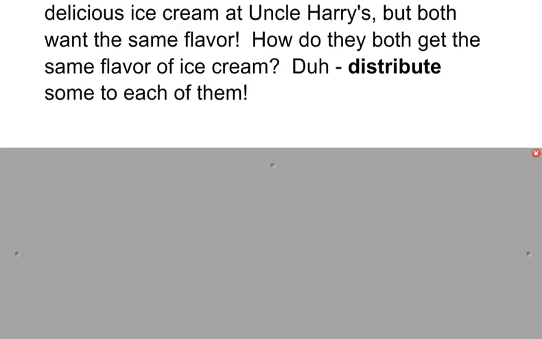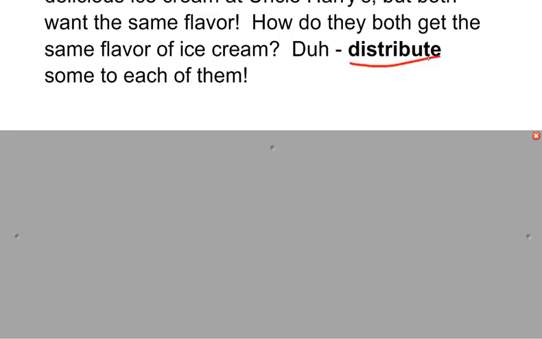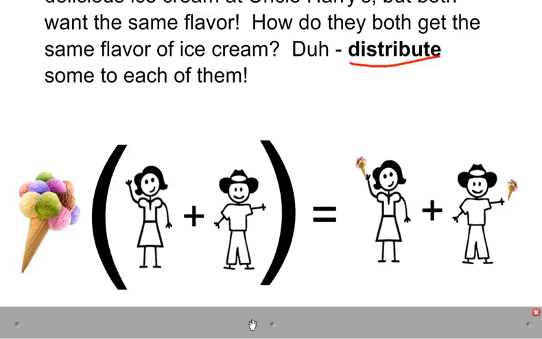Well, duh, distribute some to each of them. All right, that's where that word distribute comes in. So here's my visual. You got your ice cream at Uncle Harry's. You got Katie, and you've got Joe. And they both want ice cream. Well, give it to both of them. Give them some of each. So the ice cream goes to Katie, and the ice cream goes to Joe. And now they both have the same ice cream. Believe it or not, that's what the distributive property is.